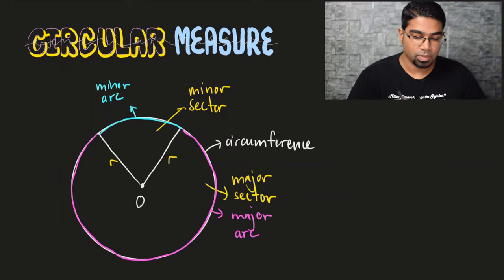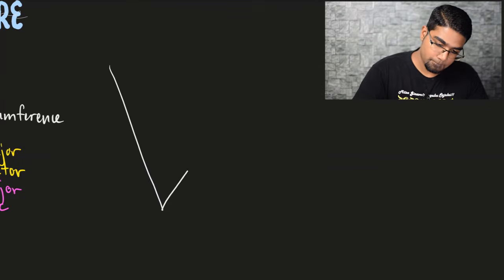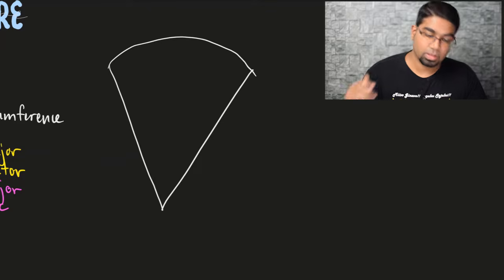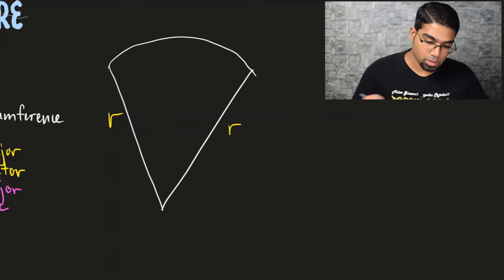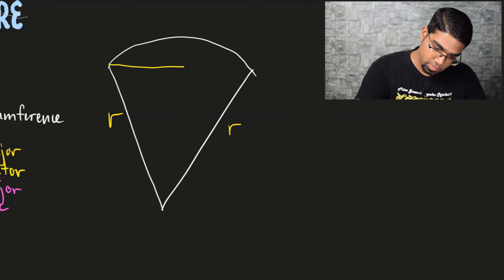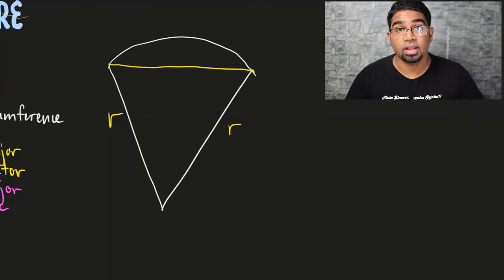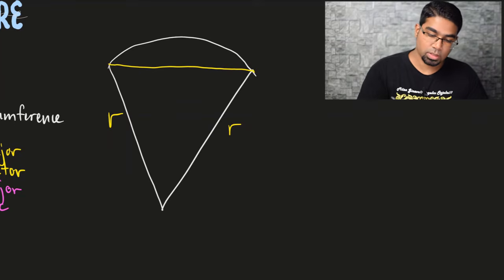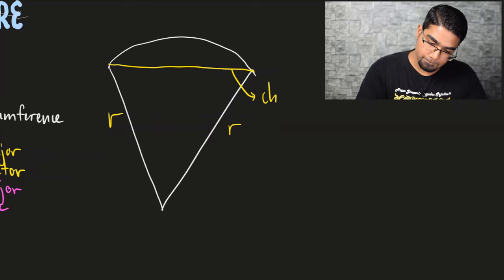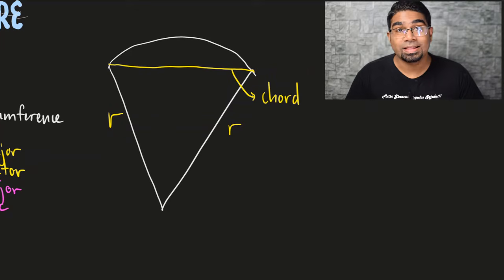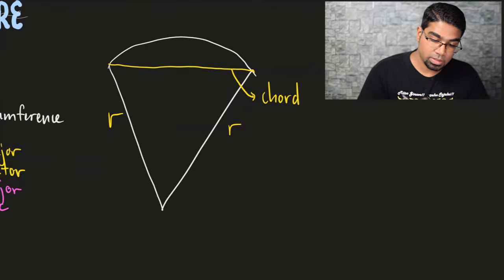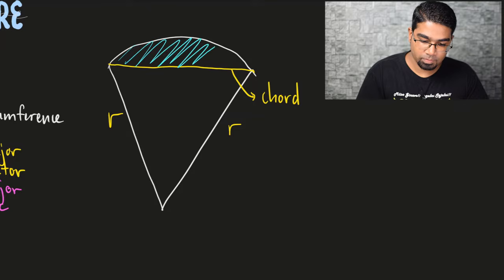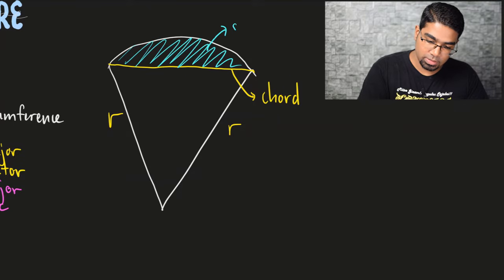What are segments then? Let's isolate one sector like this. So we have the radius, both sides. Now if we drew a line across like this from one side to the other, if we drew a straight line, this is called a chord. And the segment is actually part of a sector. The segment is simply this area here. This is known as the segment.